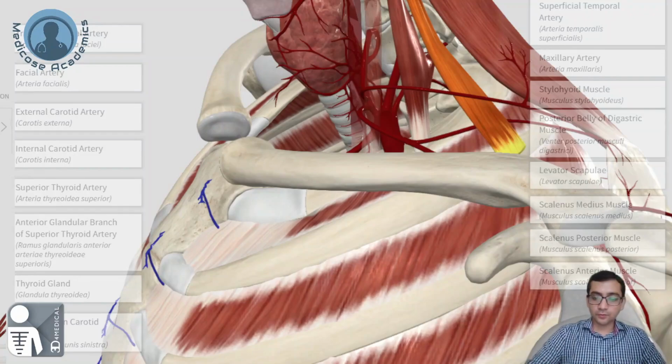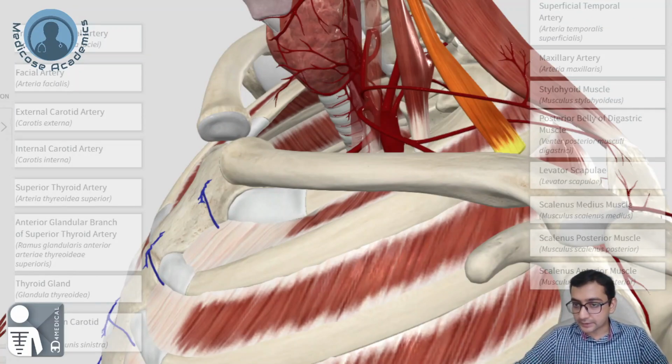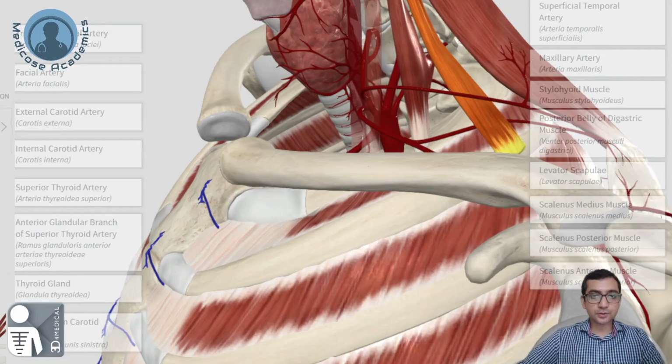And here is a picture from Gray's, and the same situation is shown in the graph: there is the transverse cervical artery, it goes to the superficial, and there is the dorsal scapular artery. So that is the situation shown in this model right here.